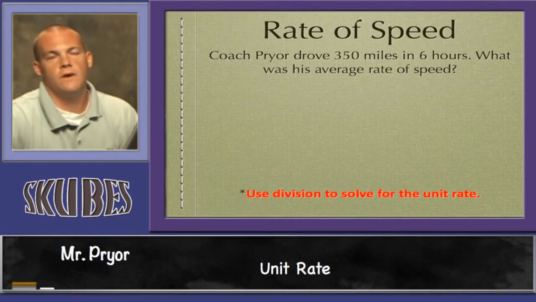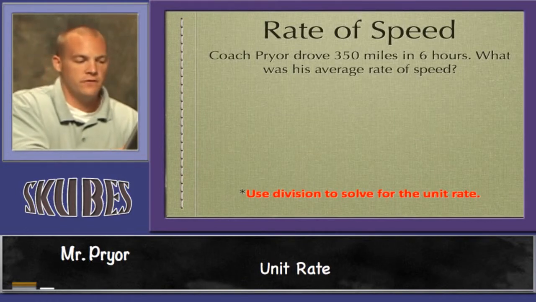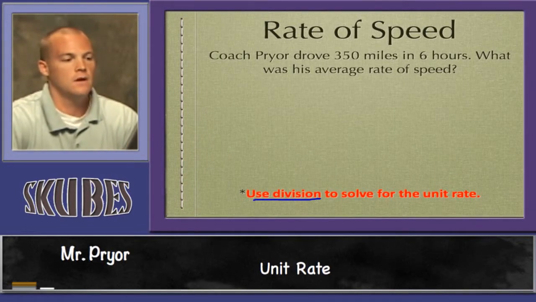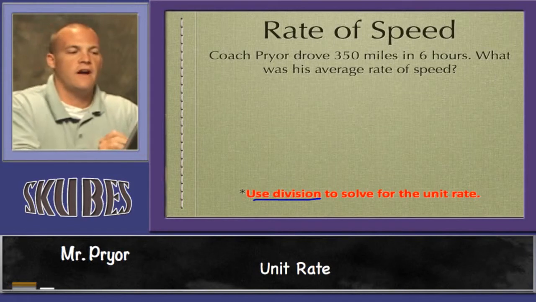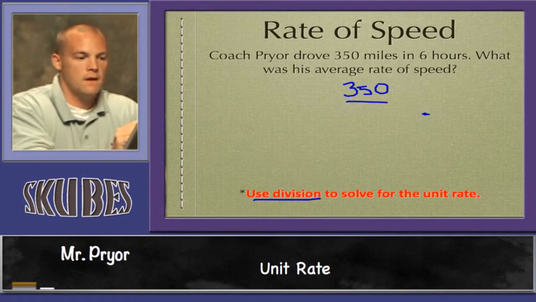First one would be rate of speed. Coach Pryor drove 350 miles in 6 hours. What was his average rate of speed? As you can see at the bottom, you simply will use division to solve for the unit rate. What you will typically do is always put any unit of time in the denominator, or at the bottom of the fraction. So you're looking at the mileage, 350 on top and 6 on the bottom.